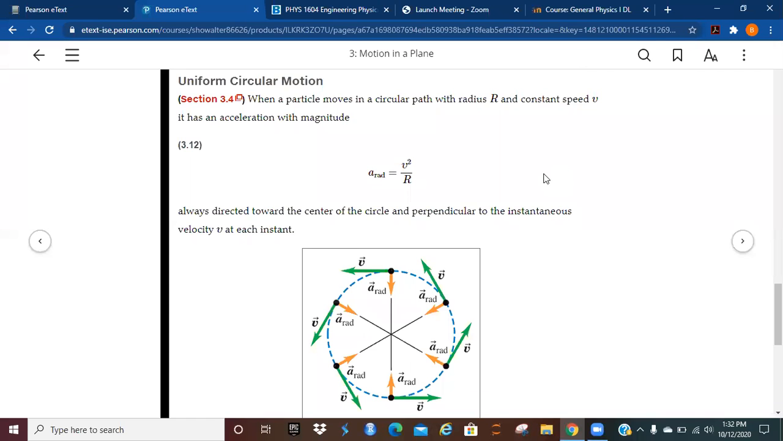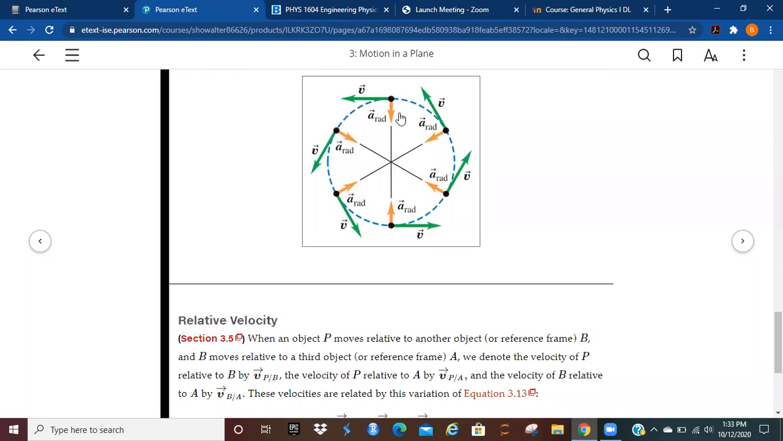Okay, this is going to be the lecture over section 3.4, uniform circular motion. When a particle moves in a circular path with radius r and a constant speed v, it has an acceleration with magnitude, radial acceleration, equal to v squared divided by r. That is always directed towards the center of the circle and perpendicular to the instantaneous velocity at each instant. You can see in the picture that the acceleration is always pointed in this way, and the instantaneous velocity vector is always tangent to the path of motion.